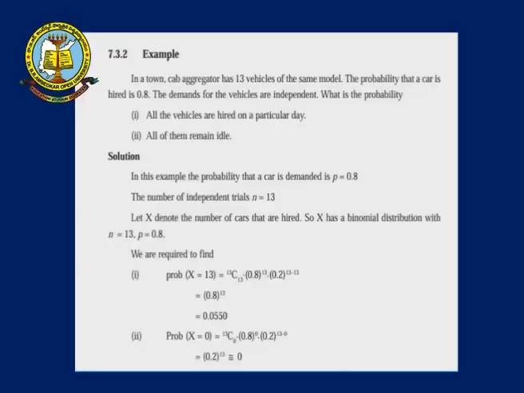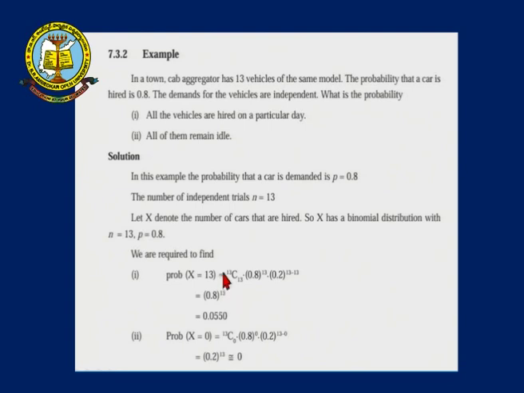In a town, a cab aggregator has 13 vehicles of the same model. The probability that a car is hired is 0.8. The demands for the vehicles are independent. What is the probability that all the vehicles are hired on a particular day, and that all of them remain idle? Here p is given, and the total number of vehicles is 13. We need exactly the probability of x equal to 13.